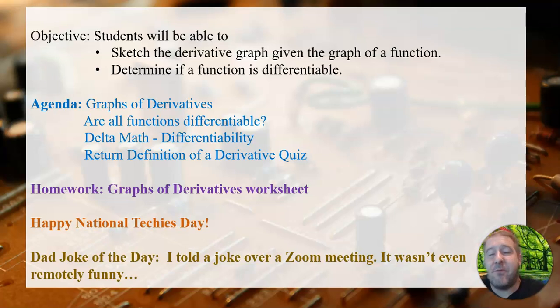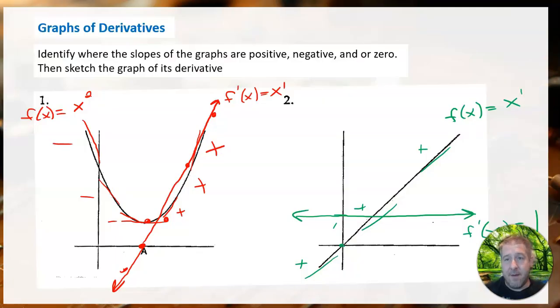We're going to be exploring differentiability, what makes a function differentiable, and we're going to be talking about what a derivative graph would look like. We're going to do that first. If I give you an original graph, you should be able to tell me what the derivative graph looks like. Well, you should already know by now that a derivative graph is just a graph of the slope. So we're looking at the slope at different points, and then we're drawing a graph.